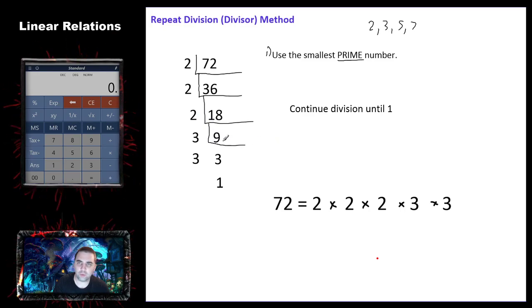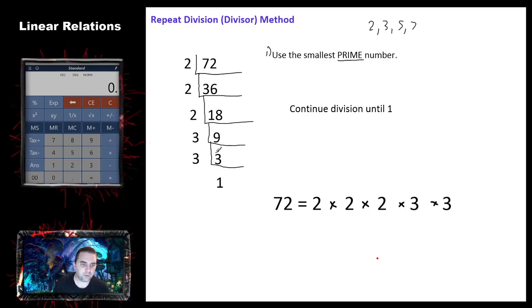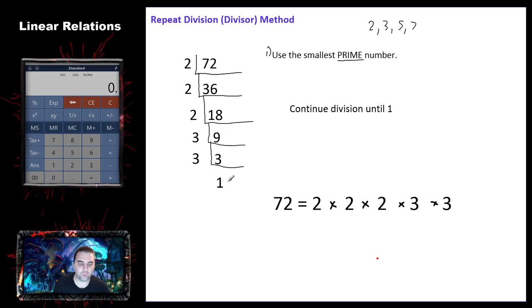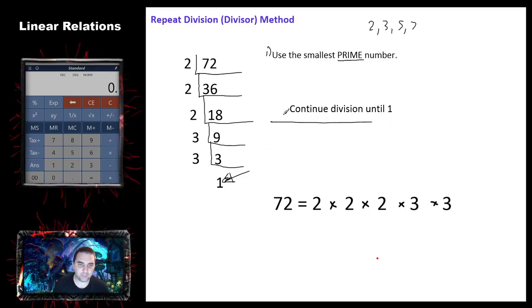9 divided by 2, no, I can't do that. So 9 divided by 3, yes, I can do that. 9 divided by 3 is 3. Now I look at the 3. 3 divided by 2, nope, can't do that. 3 divided by 3, yes, I can. It's 1. And I'm left with 1. When you get to that 1, then that is where you stop. Okay? So you stop here.